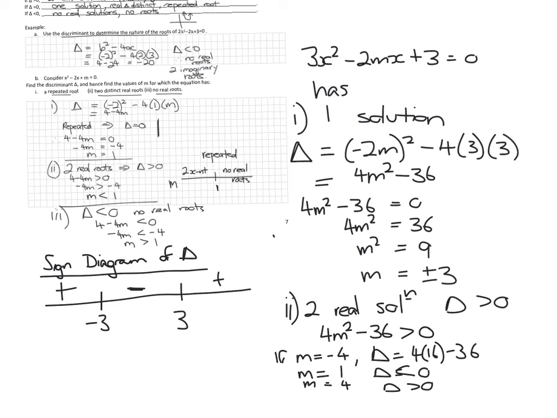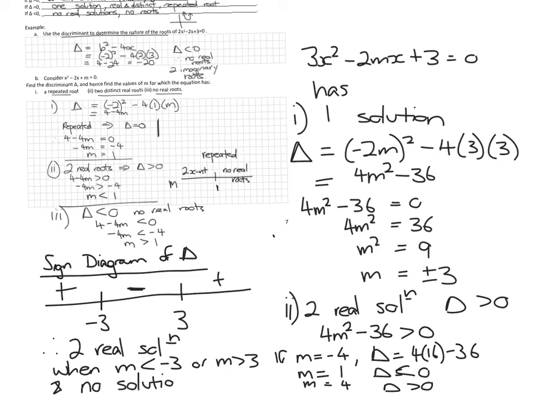We know, therefore, two real solutions if m is less than negative 3 or m is greater than 3, because that's when the discriminant is positive. And no solutions if m is between negative 3 and 3, because that's when the discriminant is negative. So when negative 3 is less than m, which is less than 3.